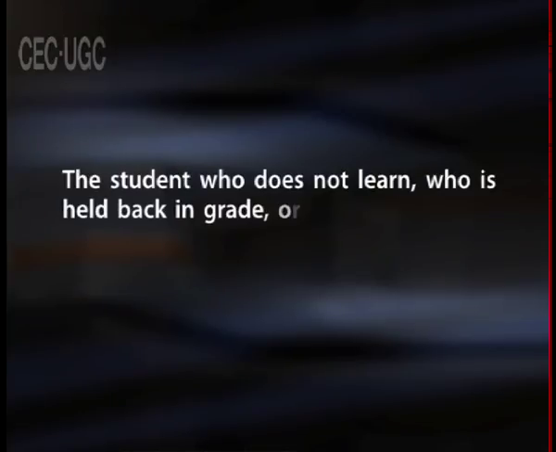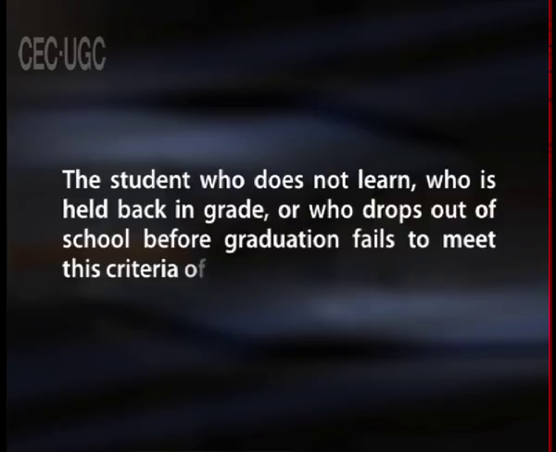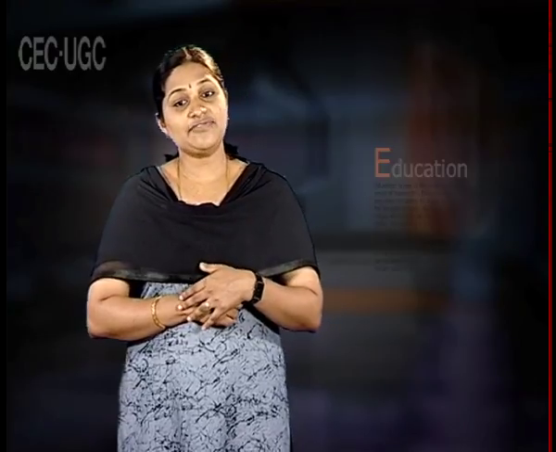The student who does not learn, who is held back in grade or who drops out of school before graduation fails to meet this criteria of adjustment. In practice, the achievement expected of a particular child is determined by a number of factors. One very important consideration is the average achievement of other children of his age and grade. The second important factor is a child's aptitude or learning potential.